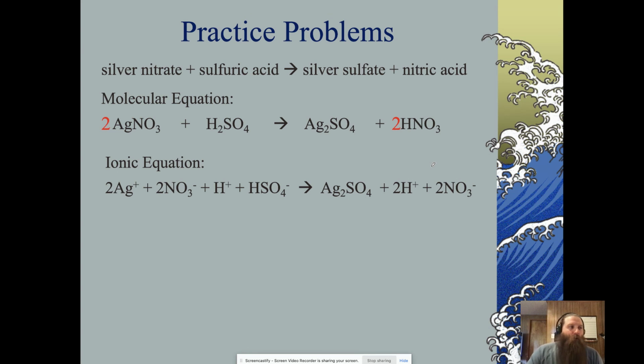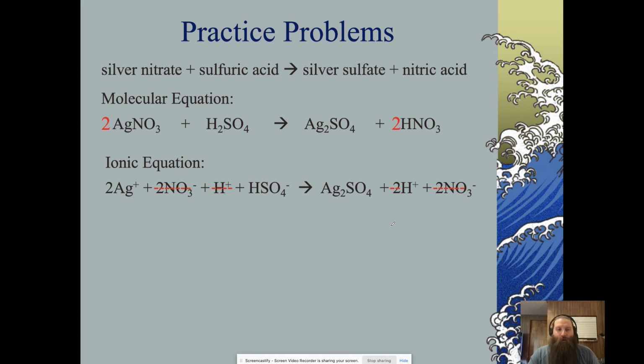Now, the next thing I want to do is eliminate my spectator ions. A spectator ion does not change from the left side of the equation to the right side. So who doesn't change? Well, nitrate doesn't change, and hydrogen doesn't change. But on the left side, I only have 1 hydrogen, and on the right side, I have 2 hydrogens. So I can eliminate that whole hydrogen right there, but I can't eliminate that hydrogen. So I get rid of the 2.